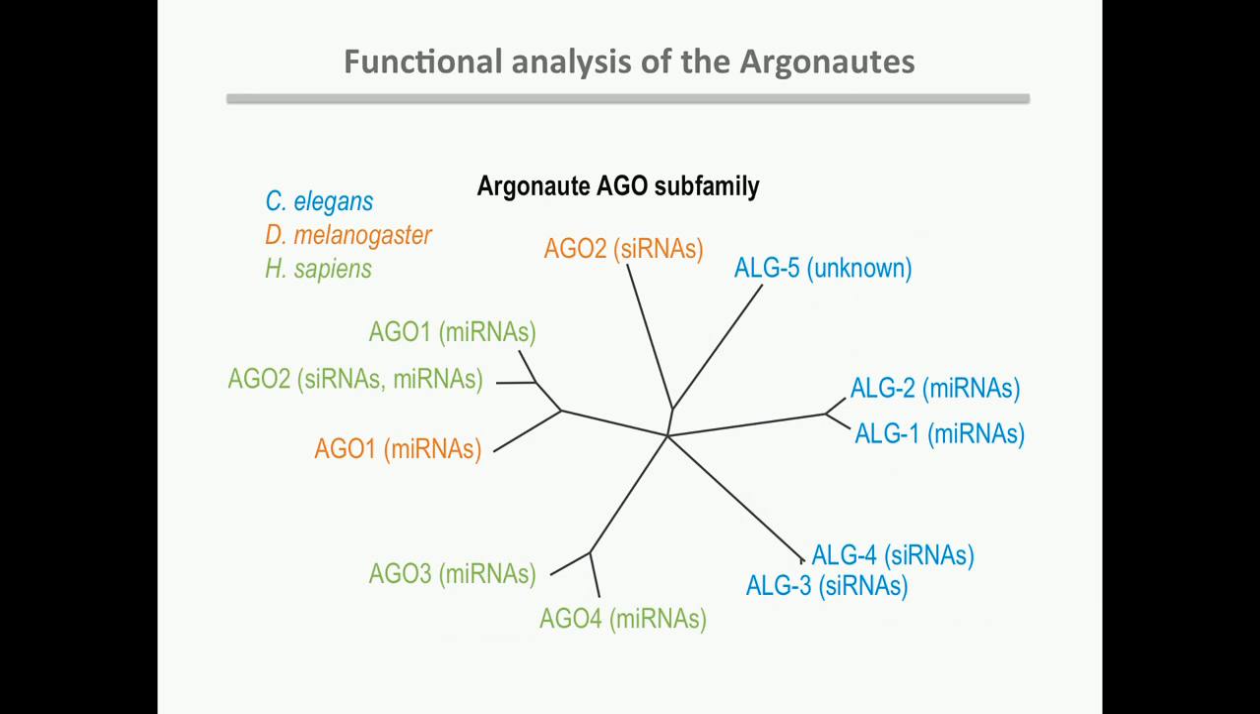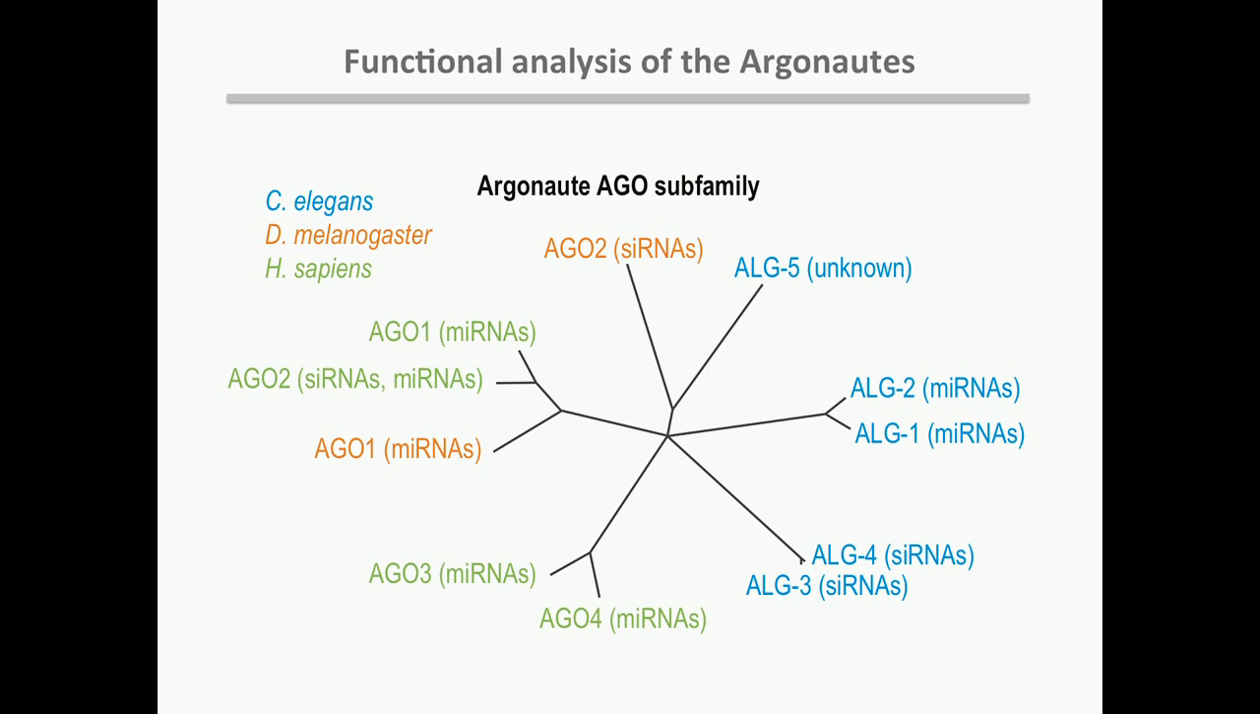Now, as Julie mentioned, there's 3 subfamilies of Argonauts. The majority of microRNA-associated Argonauts are actually in this AGO subfamily. Clearly, Vis1 is an exception to that rule. This is the AGO subfamily in humans, flies, and worms. And so in C. elegans, there's 5 AGO subfamily Argonauts, 2 of which, ALG-1 and 2, bind microRNAs, 2, ALG-3 and 4, bind a subset of siRNAs, and there's a 5th member, ALG-5, that hasn't been characterized.